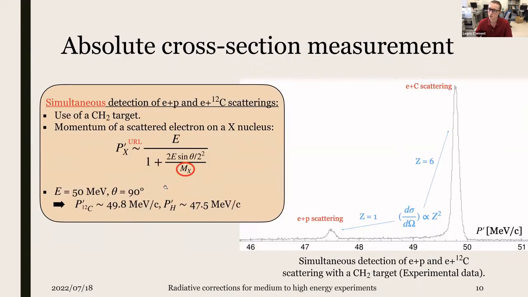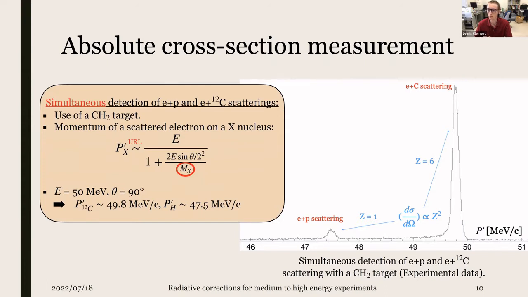So how do we measure the absolute cross-section? In the ULQ2 experiment, we'll be measuring electron-proton and electron-carbon scattering simultaneously, as we'll be using a CH2 target. And as you know, the momentum of a scattered electron on an X nucleus depends on the mass of the nucleus.